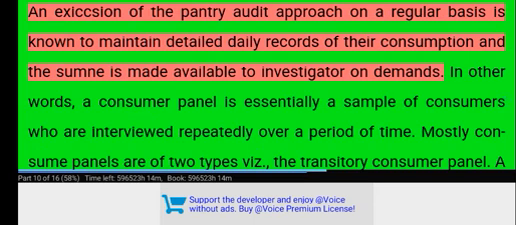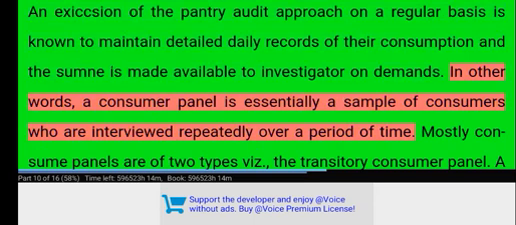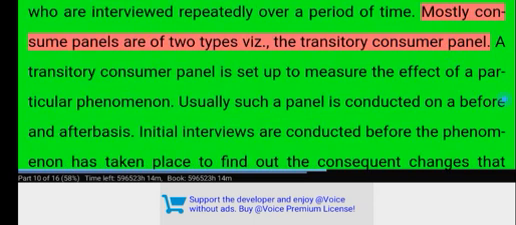Consumer panels. An extension of the pantry audit approach on a regular basis is known as a consumer panel, where a set of consumers is asked to maintain detailed daily records of their consumption and the summary is made available to the investigator on demand. In other words, a consumer panel is essentially a sample of consumers who are interviewed repeatedly over a period of time. Mostly consumer panels are of two types, viz.